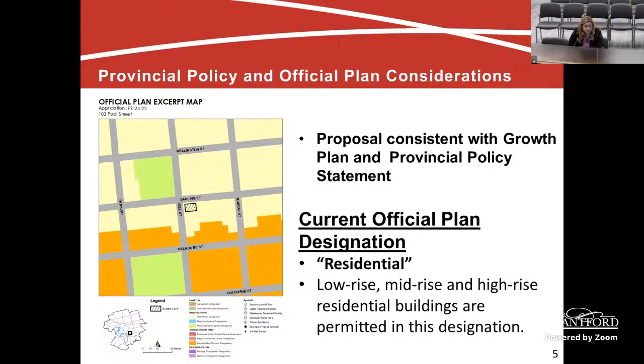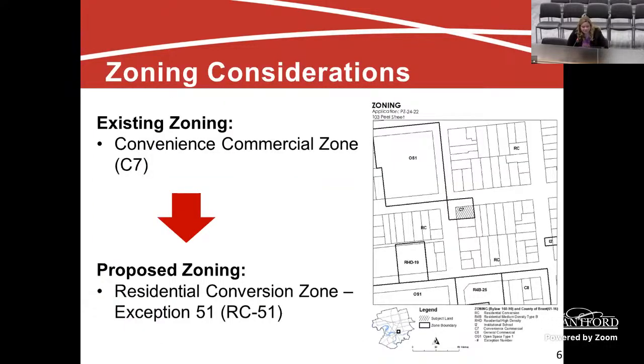The application was evaluated with respect to the provincial policy statement, the growth plan, and the official plan, in which staff have determined that the proposed development conforms. The lands are designated residential and neighborhoods in the official plan and are located on a minor collector road and a local road. The property is zoned convenience commercial or C7, and the applicant is proposing to go to residential conversion zone with a site-specific exception to facilitate the residential conversion.